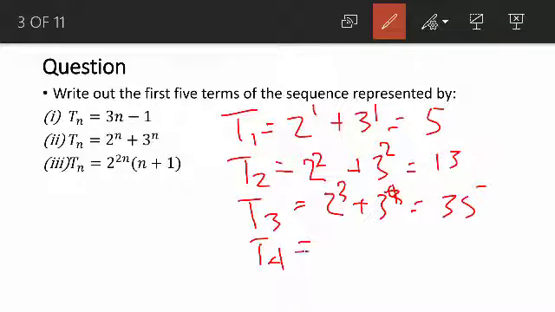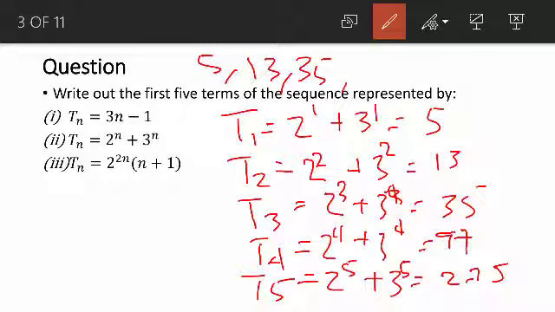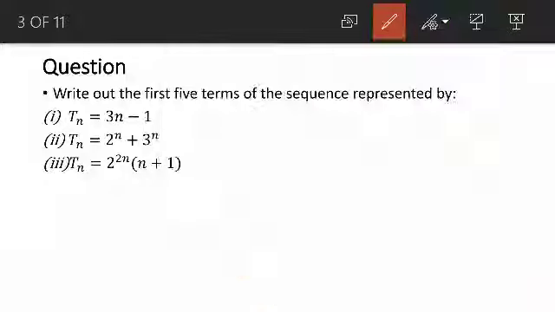Then your T4 is 2 raised to power 4 plus 3 raised to power 4. That's going to be 16 plus 81. And that is 97. Then T5 now is 2 raised to power 5 plus 3 raised to power 5. Okay, that's going to be 32 plus 243. And that is 275. Okay, so it means that the first 5 terms of this sequence are 5, 13, 35, 97, and 275.